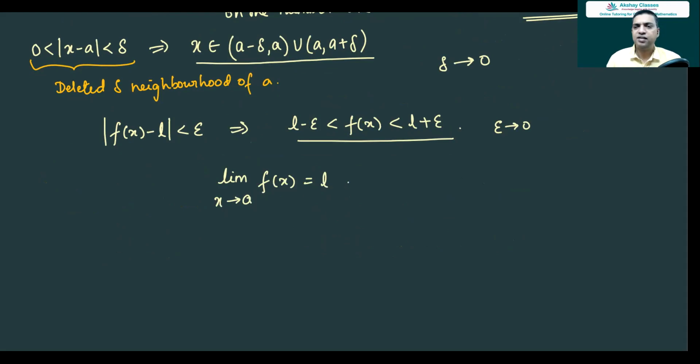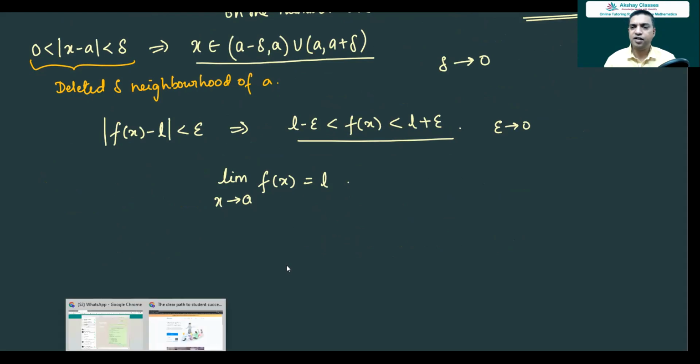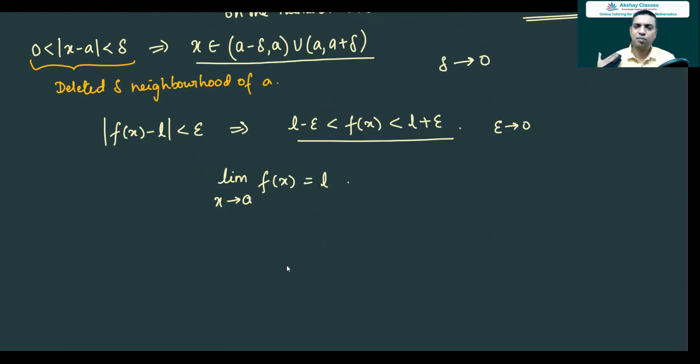Now, why does such a definition have to be given? Why such a complicated definition? Because our definition of limit should accommodate all types of functions.